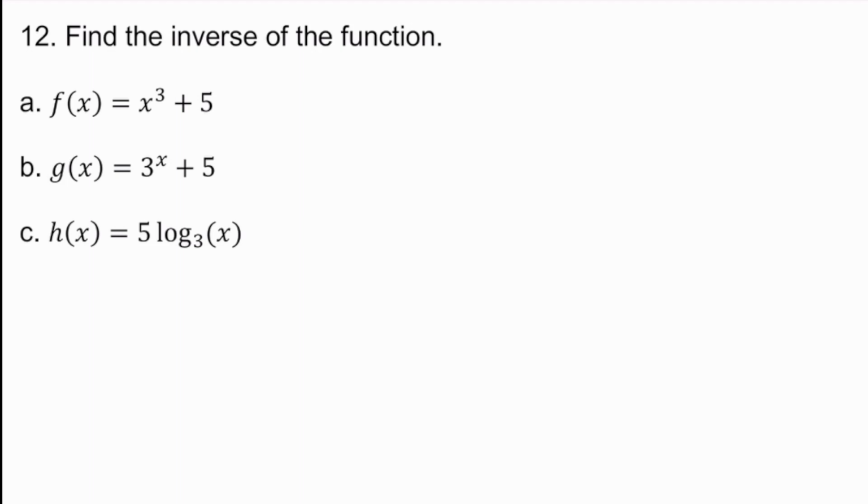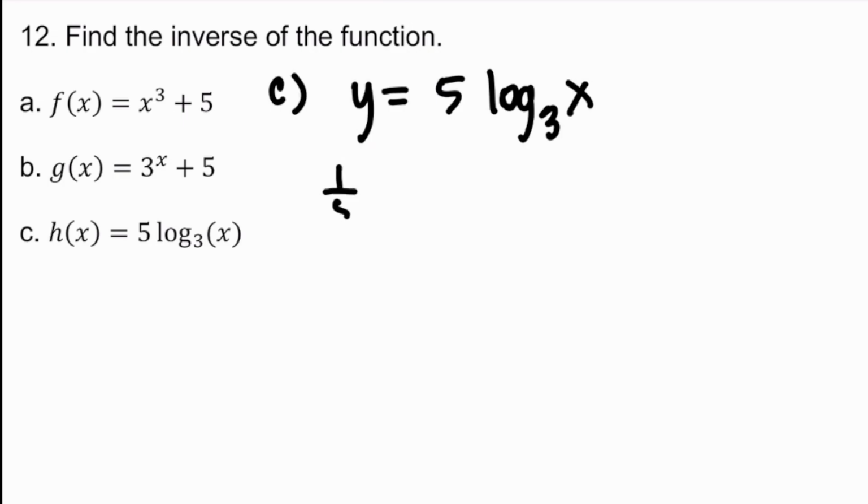For part C, we've got something multiplied on a log function, so I'll say y equals 5 times log base 3 of x. And so I need to isolate the log, get rid of that 5. Now you could use that power property, but I don't think that's the way to go here. I'm going to divide both sides by 5, and I'd get y divided by 5, or 1/5 of y, and that'll equal log base 3 of x.